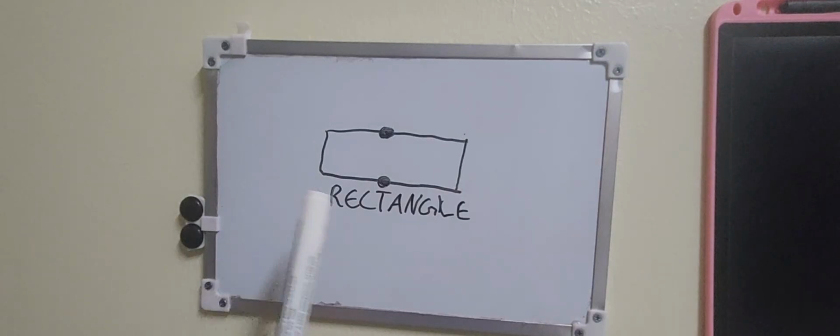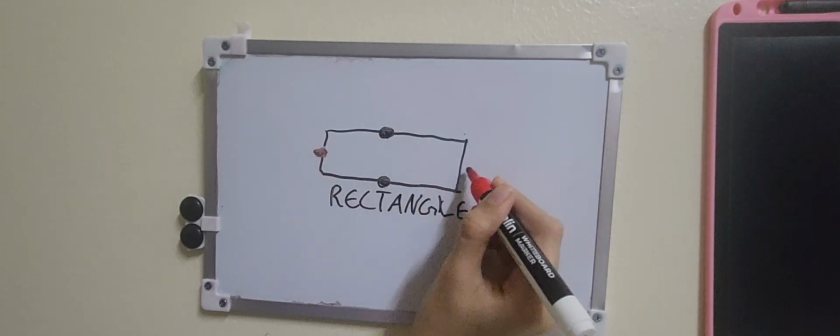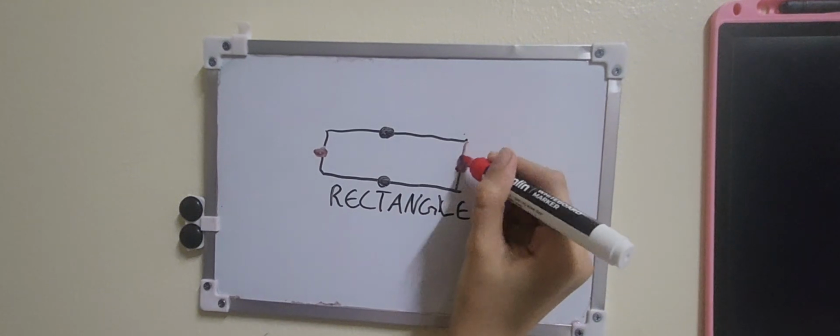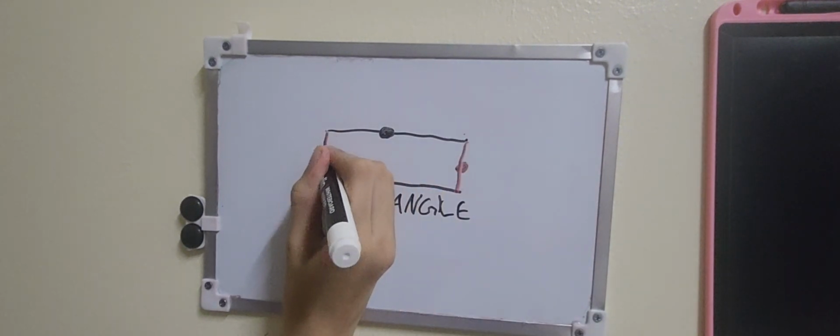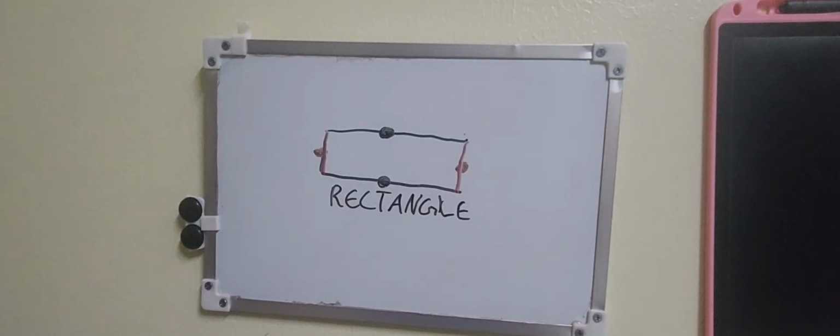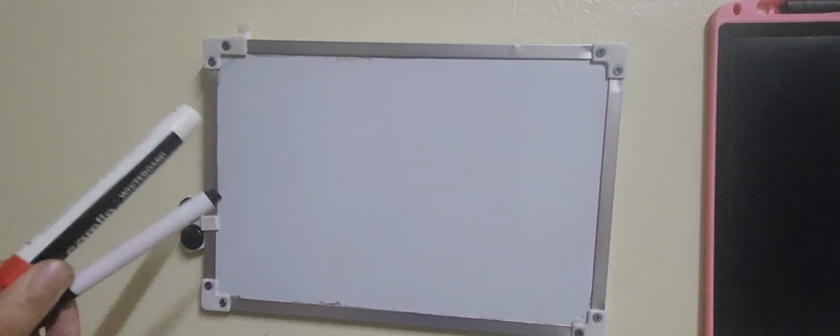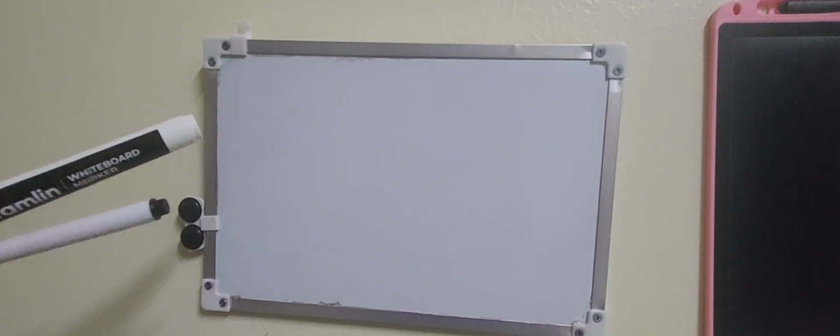And now I'm going to be showing you guys that both of the other opposite sides are also equal. See over here, this one is the same length as this one. That is it for a rectangle. And now we're going to be doing circle.